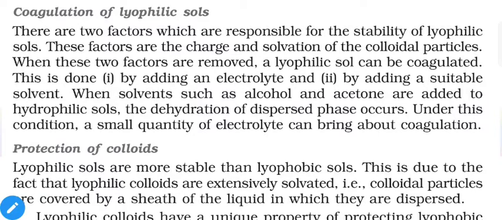There are two factors which are responsible for the stability of lyophilic sol. These factors are charge and the solvation of the colloidal particles. When these two factors are removed, lyophilic sol can be coagulated. This is done first by addition of electrolyte and second by addition of a suitable solvent. When solvents such as alcohol and acetone are added to hydrophilic sols, the dehydration of the dispersed phase occurs. Under this condition, a small quantity of electrolyte can bring about coagulation. Okay, that means because of the higher stability of lyophilic sol, precipitating them is quite hard.